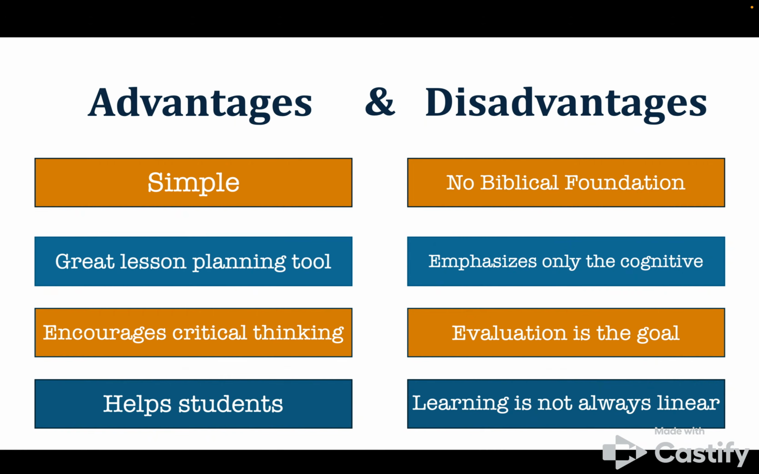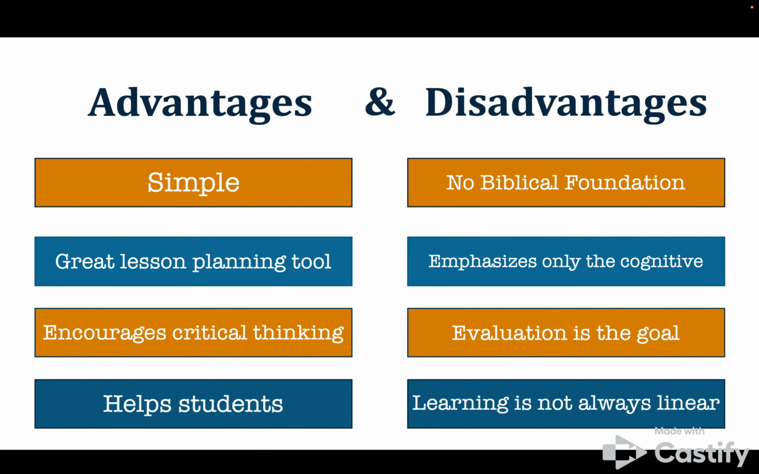Third, learning is not always linear. Students do not always move through these levels in order. And I'm sure you've all experienced this in your own classroom. For example, last year in my class, I had a student who could draw and create almost anything, but he struggled to memorize the basic facts. So we cannot always depend on the sequence because students learn differently.